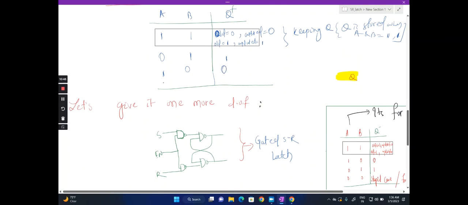If both are 0 0, this is a case which we need to understand. For A equal to 0, we will get Q equal to 1. For B equal to 0, we will get Q bar equal to 1. And this is a case where both Q and Q bar are equal, and it can't happen. So it is a forbidden state, forbidden or stupid state.